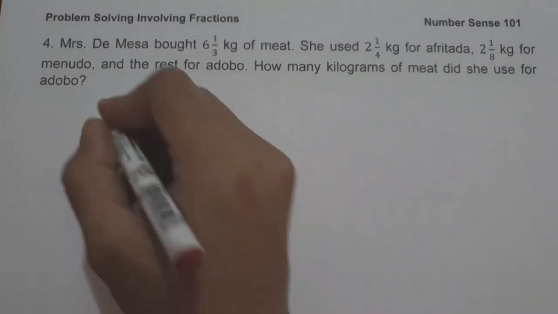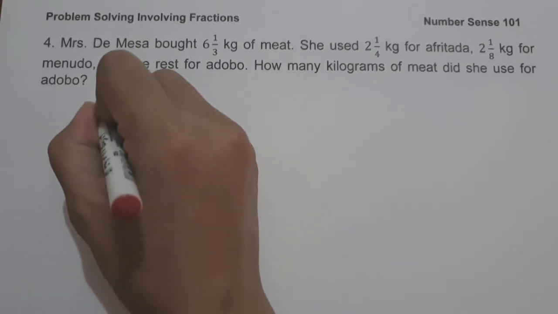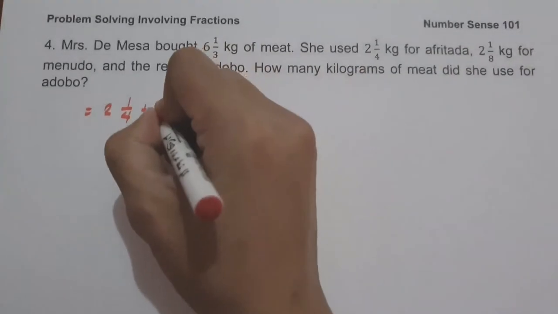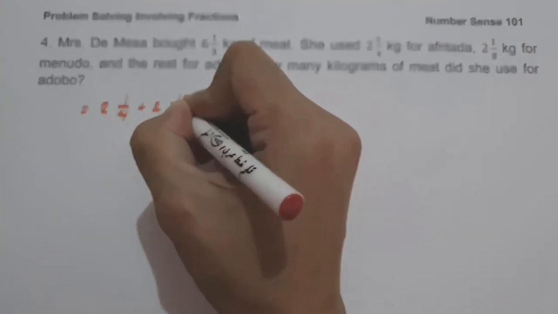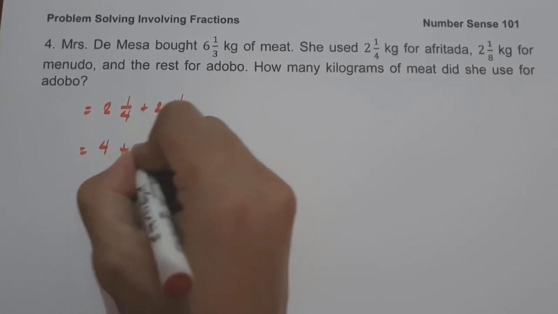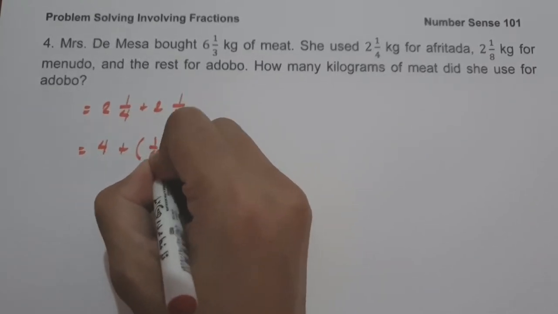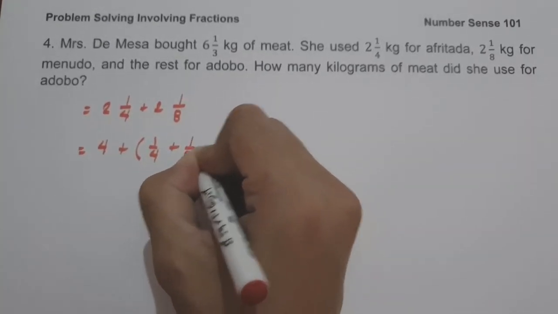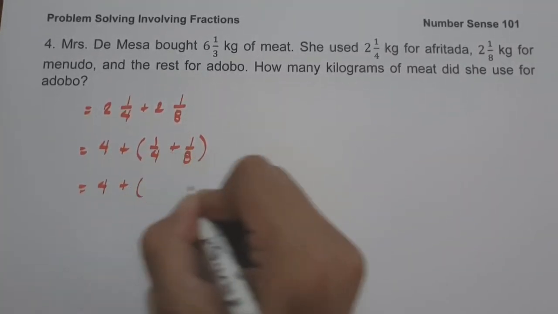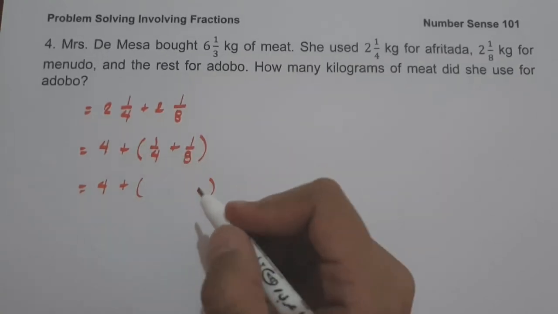So let us have first 2 and 1 fourth plus 2 and 1 over 8. So let us have 2 plus 2, that is 4. And then let us have 1 fourth plus 1 over 8. So let us rewrite 4 and let us have 1 fourth plus 1 over 8.